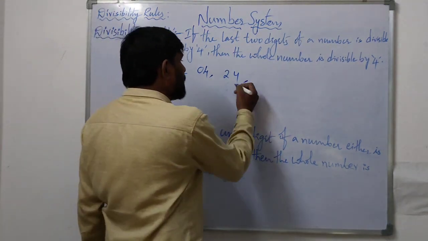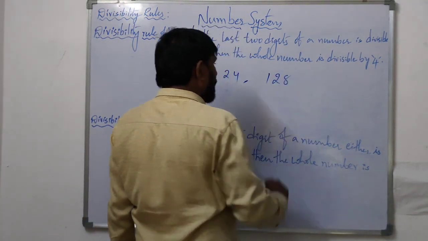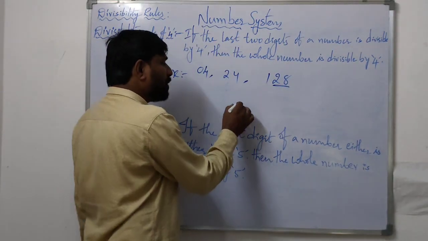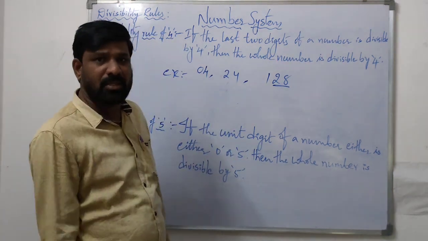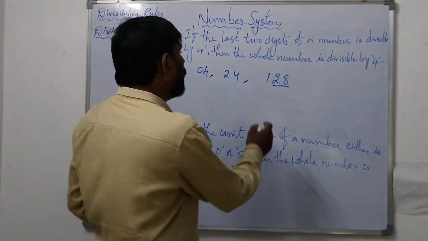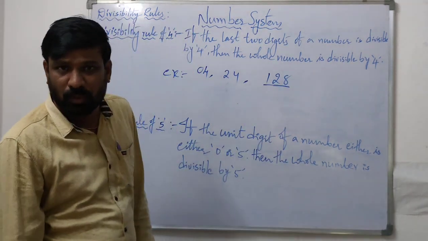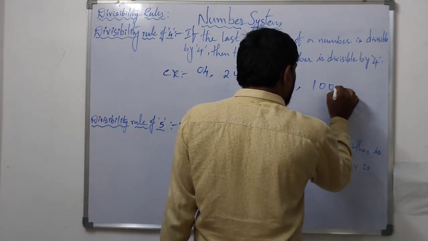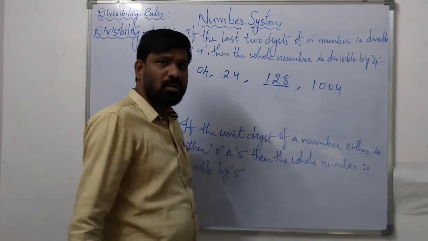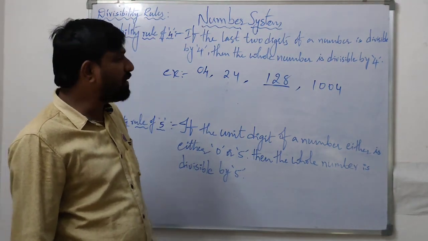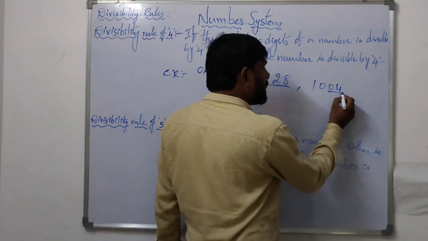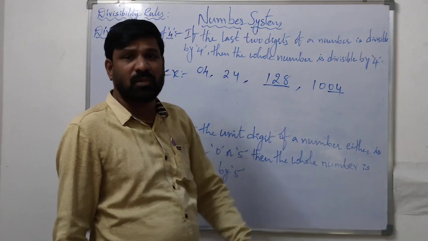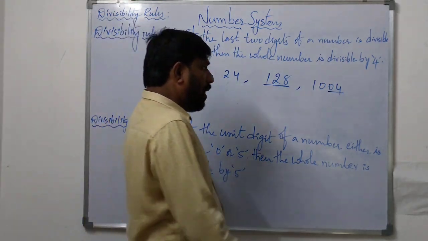No problem. Next, similarly, I am taking 128, a 3-digit number. In this, the last 2 digits are 28. Will 28 be divisible by 4 or not? Yes, 4 7s are 28. So 28 will be divisible by 4. Therefore, the whole 128 will also be divisible by 4. You get my point? Similarly, I am taking the 4-digit number 1004. Will it be divisible by 4 or not? You have to check the last 2 digits, 04. Again, same game. So 04 will be divisible by 4. So the whole entire 1004 will also be divisible by 4.